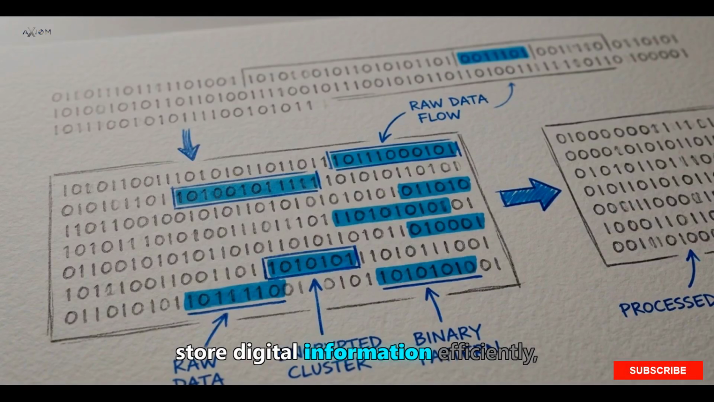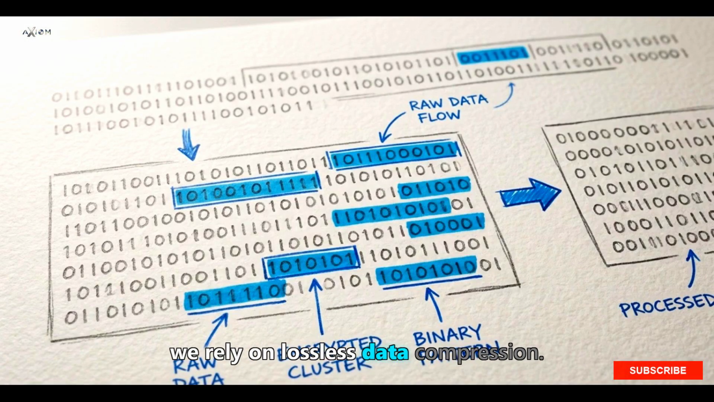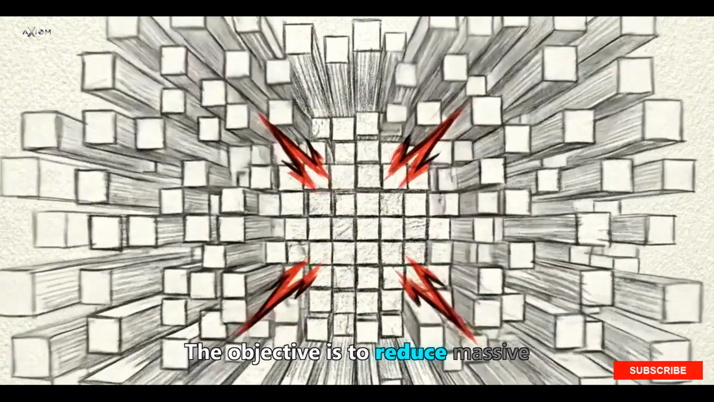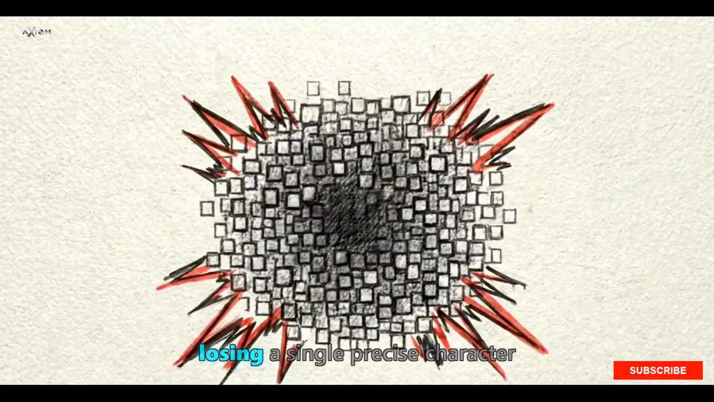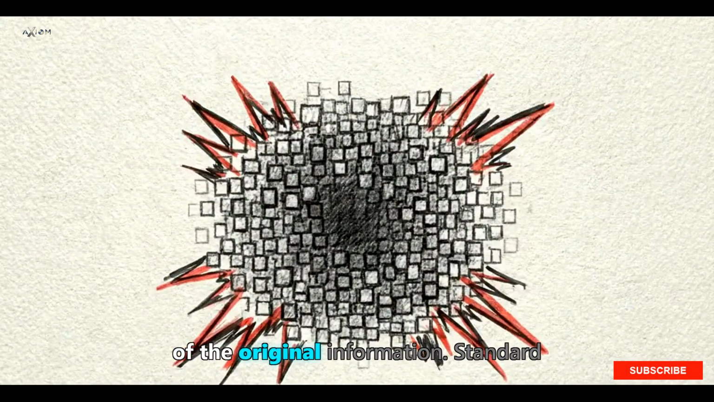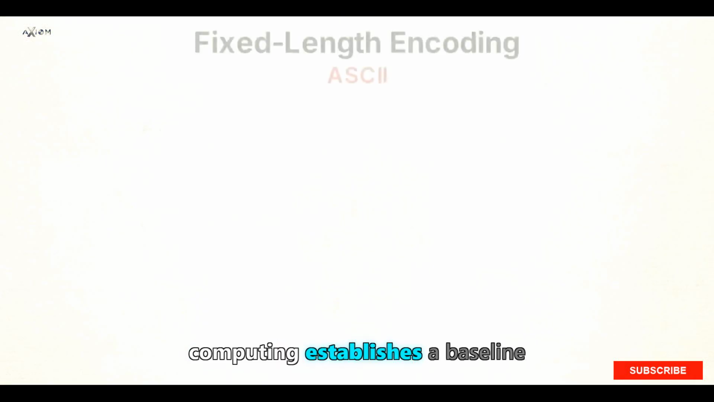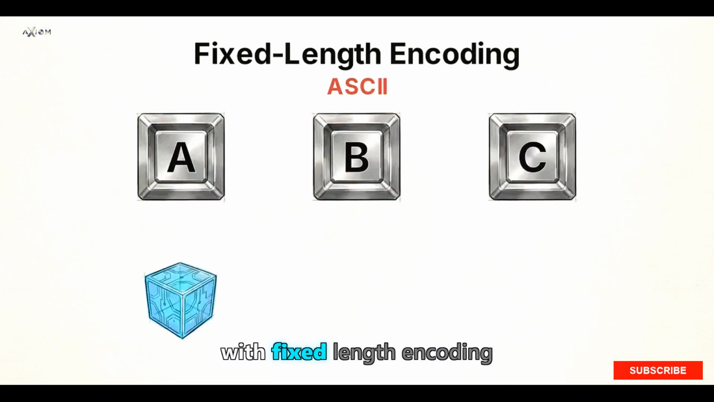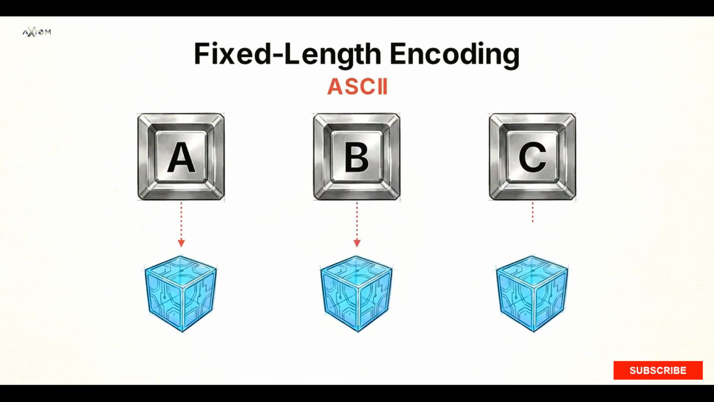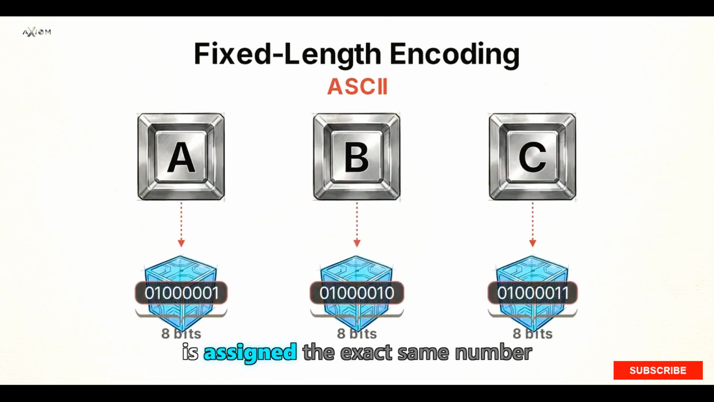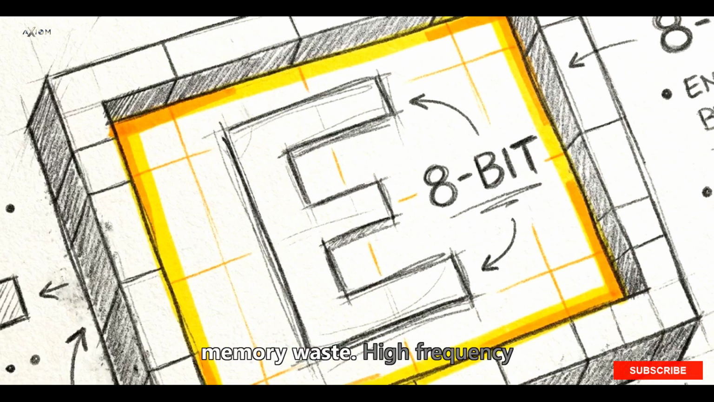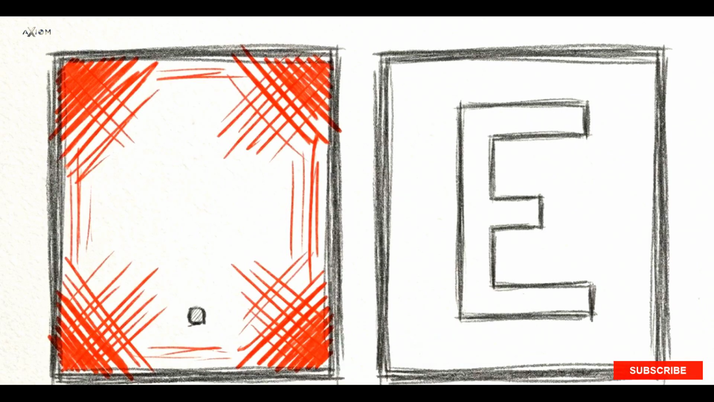To store digital information efficiently, we rely on lossless data compression. The objective is to reduce massive file sizes, mathematically shrinking the memory footprint without losing a single precise character of the original information. Standard computing establishes a baseline with fixed length encoding like the ASCII system. In this model, every single character is assigned the exact same number of bits. This creates massive memory waste. High frequency characters like vowels demand the exact same storage footprint as incredibly rare characters like punctuation marks.